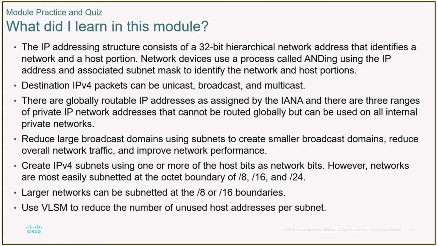Bit of a recap. So, of course, IP addressing structure consists of a 32-bit hierarchical network address that identifies a network and host portion. Network devices use a process called ANDing and use their IP address and the subnet mask to identify the network and host portions. Destination IPv4 packets can be unicast, broadcast, and multicast. There are globally routable IP addresses as assigned by IANA, and typically you get from your ISP. And then there are 3 ranges of private IP addresses that cannot be routed globally, but can be used anywhere by anyone at any time. They reduce large broadcast domains using subnets to create smaller broadcast domains, reduce overall network traffic, and improve network performance.